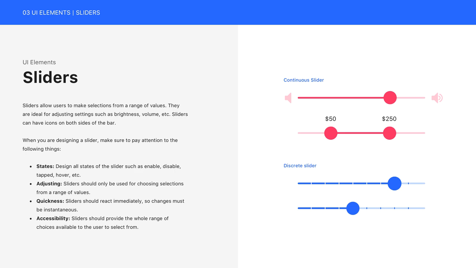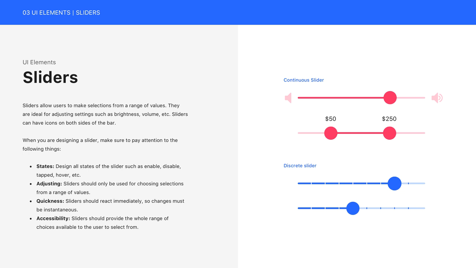Sliders allow users to make selections from a range of values. They are ideal for adjusting settings such as brightness, volume, etc. Sliders can have icons on both sides of the bar. When you're designing a slider, make sure to pay attention to the following things.